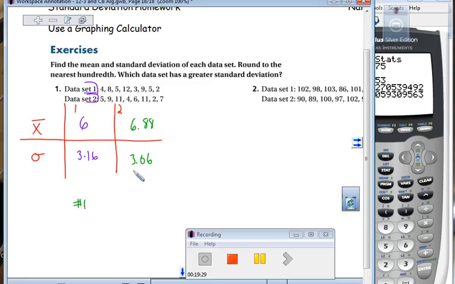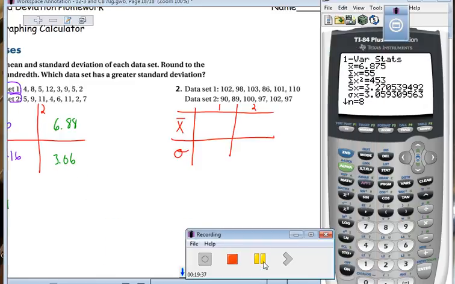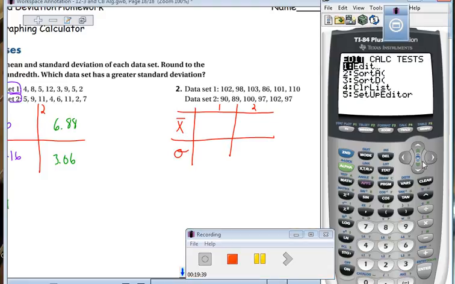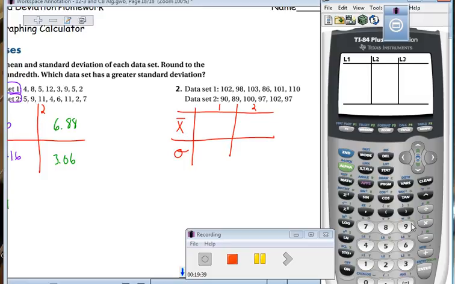Number 2, again, we need to enter the data into our calculator, so clear, hit Stat, Edit, and we need to delete our list. So clear, Enter, delete our list, clear, Enter. So I need to type them in, 102, 98, 103, 86, 101, 110. Go over, list 2, 90, 89, 100, 97, 102, 97.